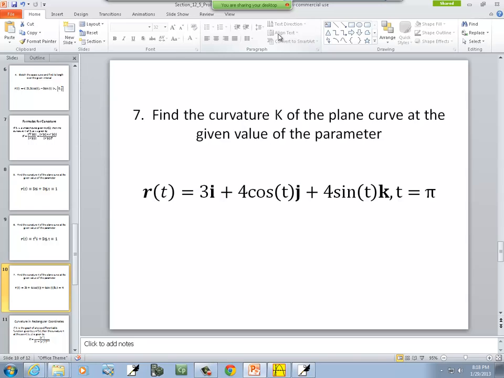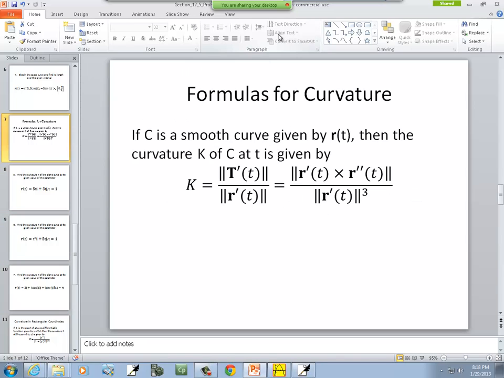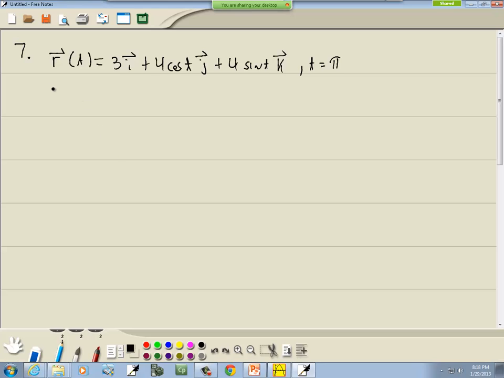Okay, so let's refresh ourselves on our formula. I'm going to do this two different ways. I did it two different ways in class. I'll do this first formula, and then I'll do this second one. Well, I need r prime. The derivative of 3 is 0, so that drops away. Derivative of cosine is negative sine, so this becomes negative 4 sine t j. Derivative of sine is cosine, so this becomes 4 cosine t k.